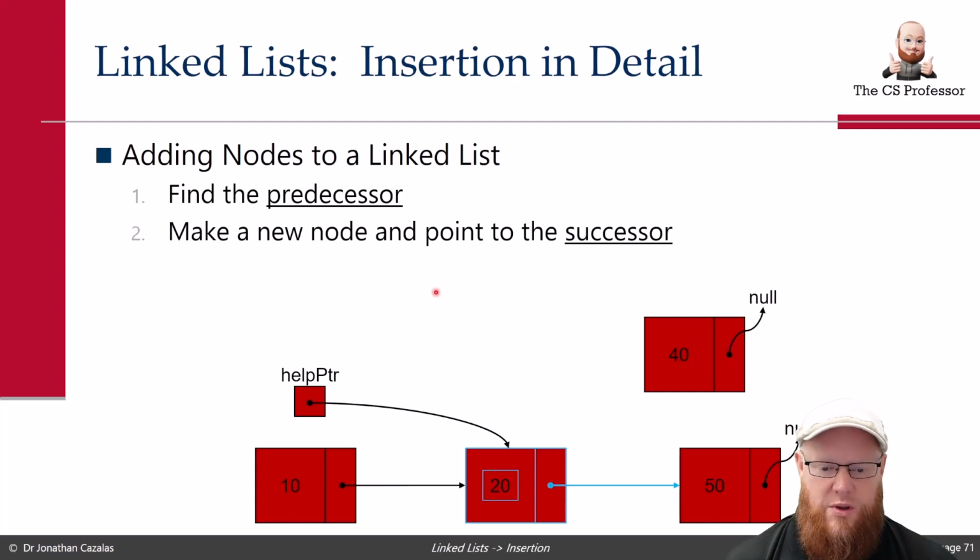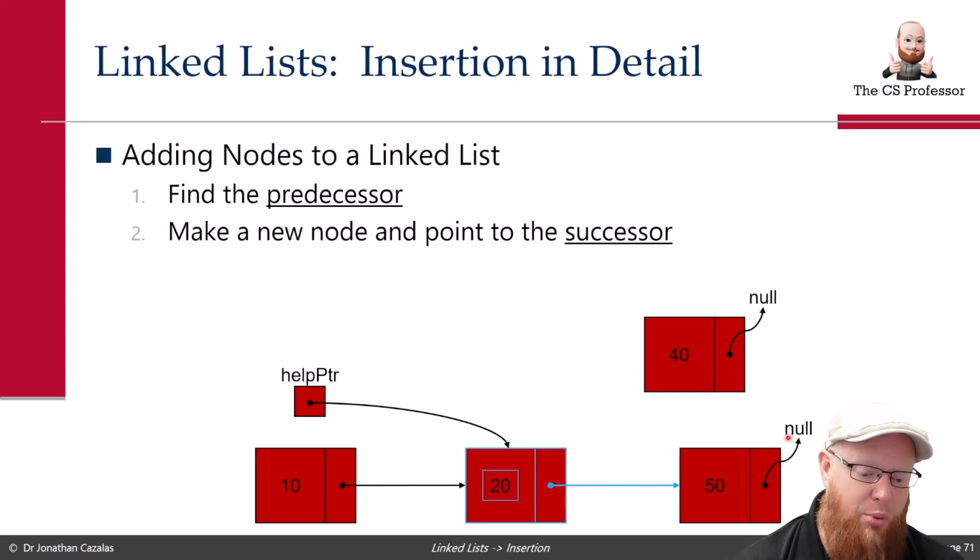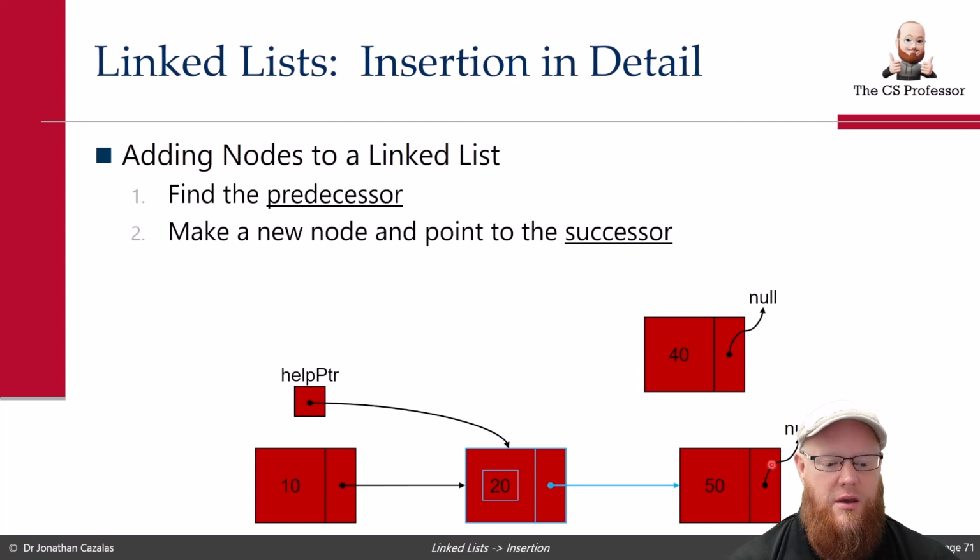So make a new node, we did that, but we need to make this new node right here point over to 50. So we need to get the address of 50. So in short, where's the address of 50? It's stored within the next of 20. How do we get that? Help pointer brings us to 20. Dot next, right here, help pointer dot next is the address of 50.